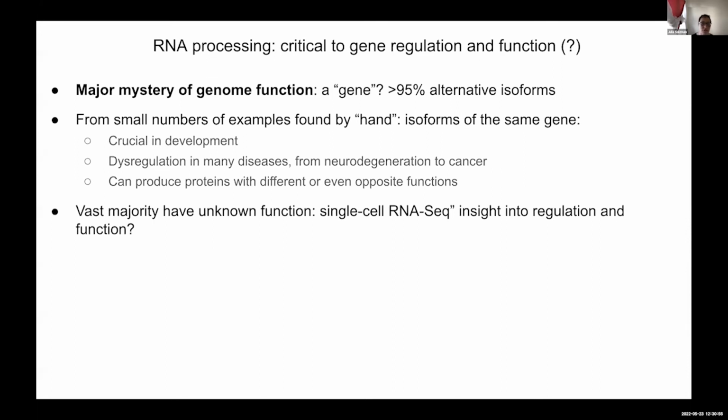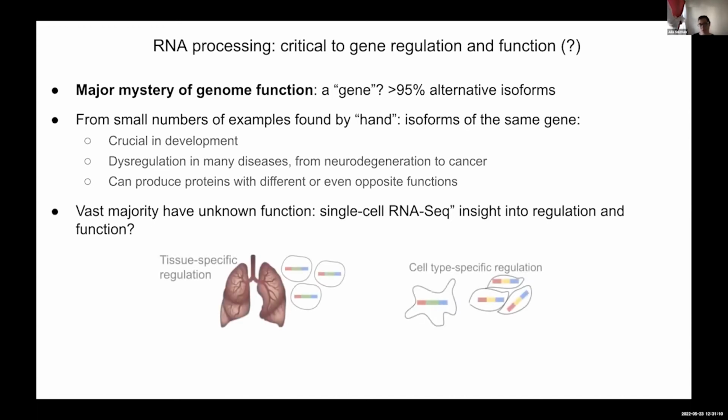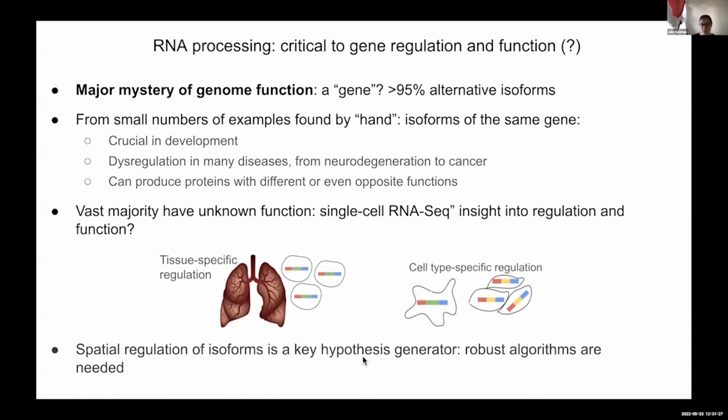So we have approached this question using a data-centric view, because this is a question that is probably literally impossible for humans to answer using traditional molecular approaches. There are simply too many genes and too many isoforms to imagine studying each isoform's function one by one. What we're interested in is tissue-specific and cell type-specific regulation. One of the reasons we are especially interested in spatial transcriptomics is that spatial regulation of isoform expression is an incredibly important potential hypothesis generator for functions that isoforms may play.